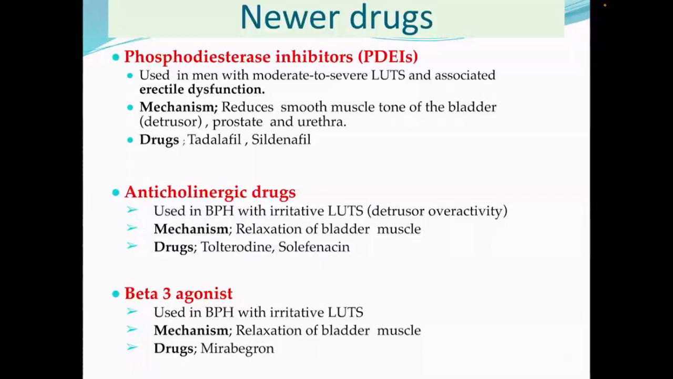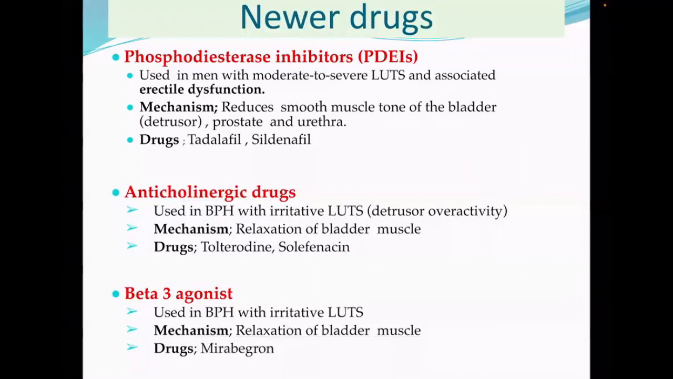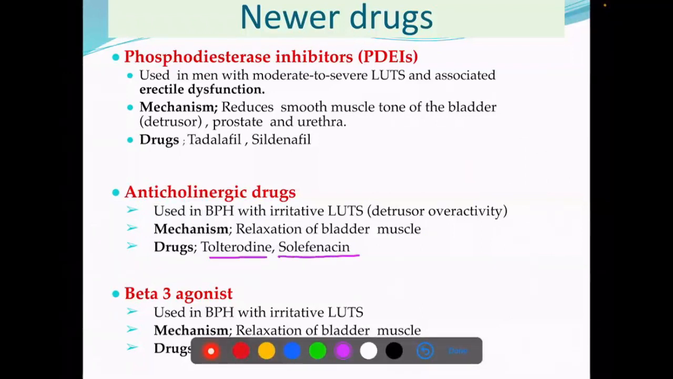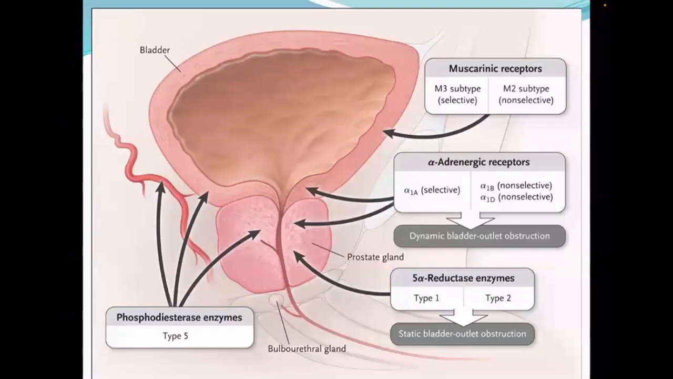Okay, so we either use a beta 3 agonist or an anti-muscarinic drug to relax the bladder muscle. The anti-muscarinic or anticholinergic drugs that we use are tolterodine and solifenacin, and the beta 3 agonist that we use, just remember one example, mirabegron. So see, this is the summary of all the mechanisms of action of the drugs.